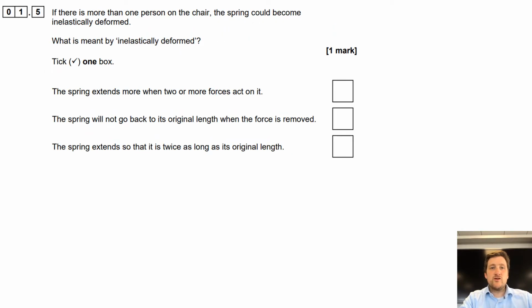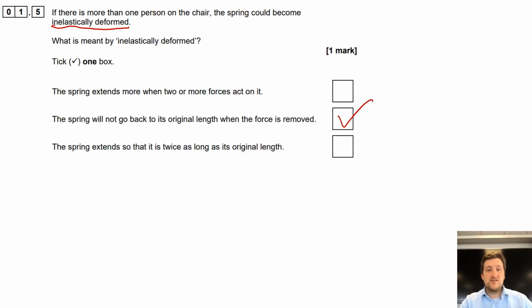If there's more than one person on the chair, the spring could become inelastically deformed. Now this is the crucial bit here, inelastically deformed. That means you've broken the elastic nature of this spring. So it's not elastic anymore, it doesn't bounce back. So if we look, we're ticking 1 box: the spring will not go back to its original length when the force is removed. Now, a spring will normally go back to its original length. So when it's inelastically deformed, or you've broken the springiness, that means it will not go back to its original length.